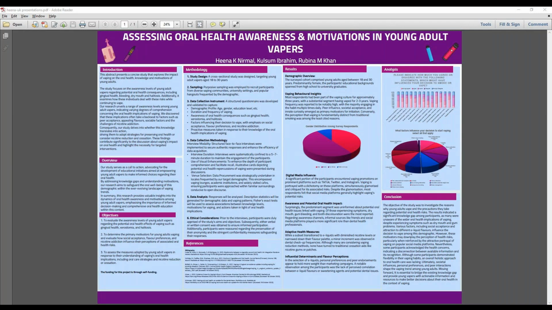In conclusion, young adults' vaping behavior is shaped by societal influences, personal preferences, and peer interactions. Bridging the knowledge gap and providing actionable information is crucial for better oral health decisions among young vapers.